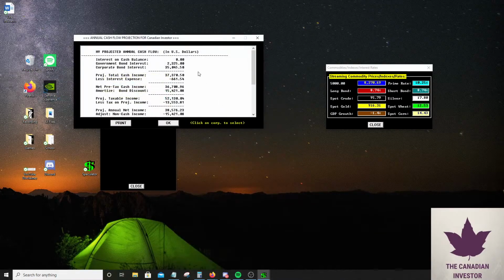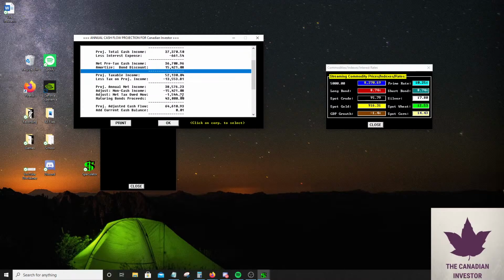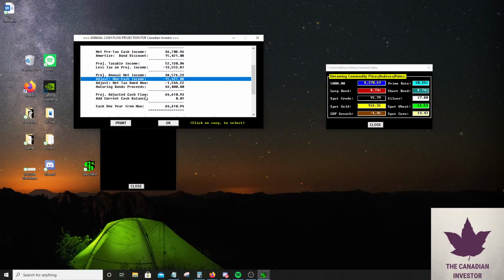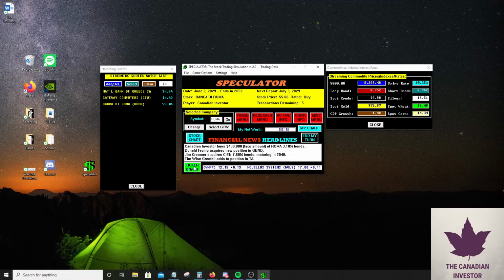So in this case, our portfolio, we're making about $35,000 in corporate bond and $2,000 in government bond interest. And after projected net income, we have maturing bonds of 43,000. So I'm gonna probably put that into some long government bonds. But in this case, we should be making about $38,000 after tax. We're making $52,000 now a year, so that's pretty good.